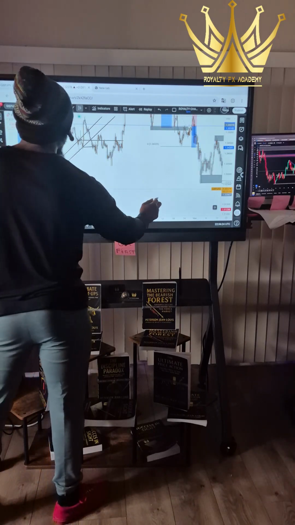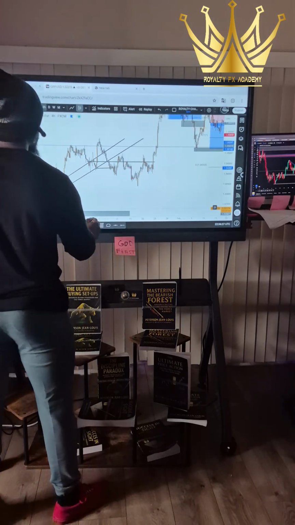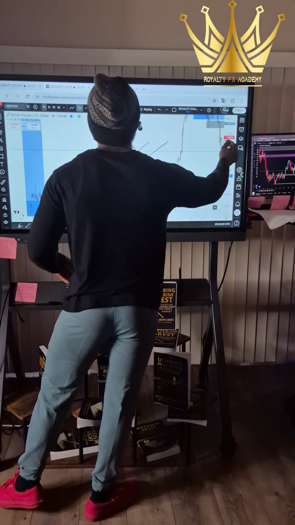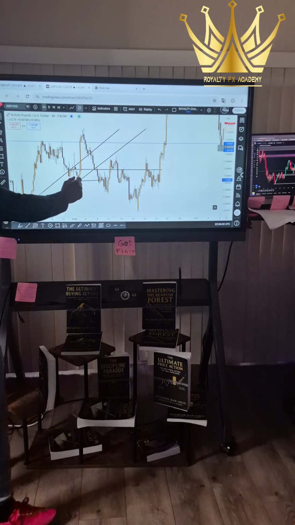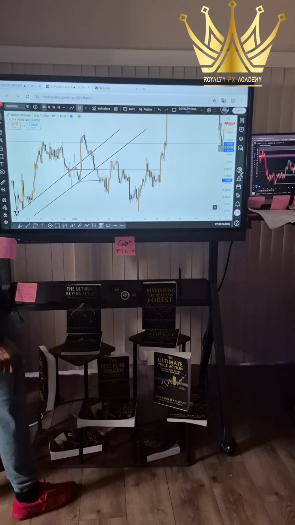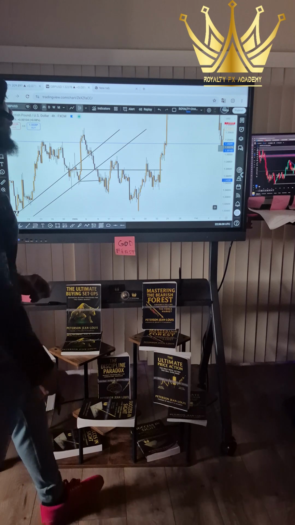So let's go ahead and give it some life. Let's bring it to life. All right, here we go. You see that? It broke through. Bam. Retest. Again, we're looking for a bearish engulfing.